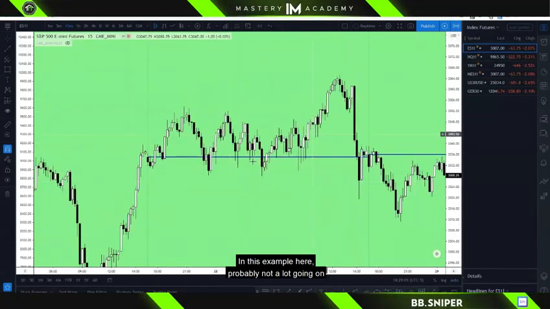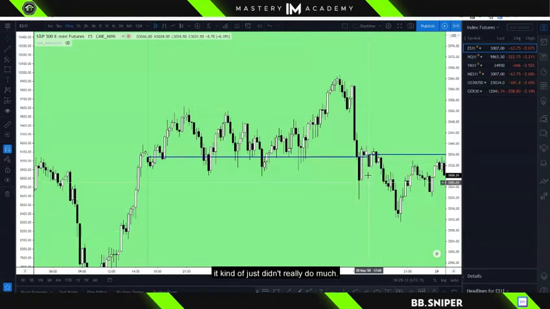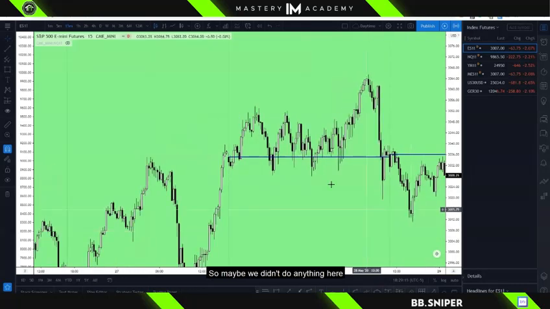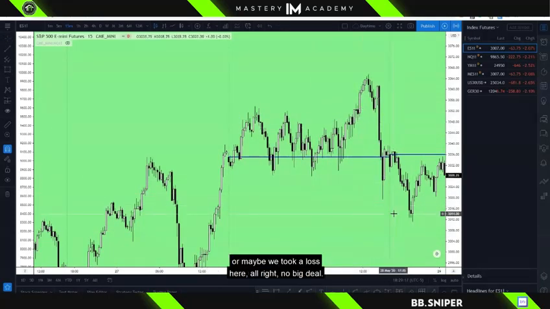In this example here, probably not a lot going on, rather a consolidation day, and even at the end, it kind of just didn't really do much. So maybe we didn't do anything here, or maybe we took a loss here. All right, no big deal.